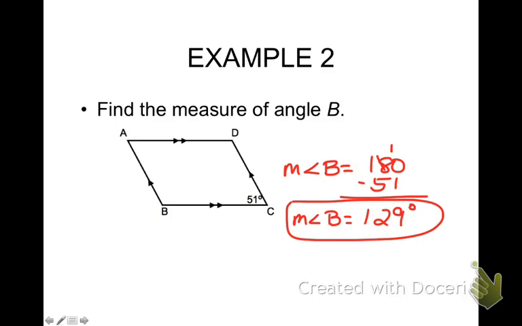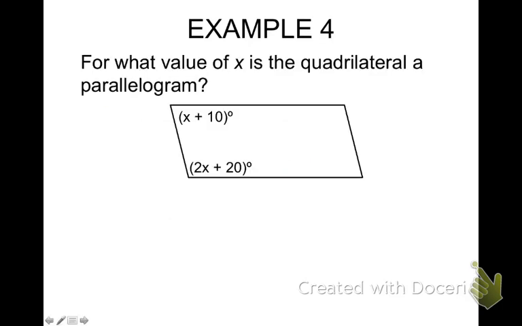Example 4, how would we solve for x? What would my equation be? To figure out what value of x the quadrilateral would be a parallelogram. Yeah, we want to make them supplementary, so I'm going to do x plus 10 plus 2x plus 20 equals 180.